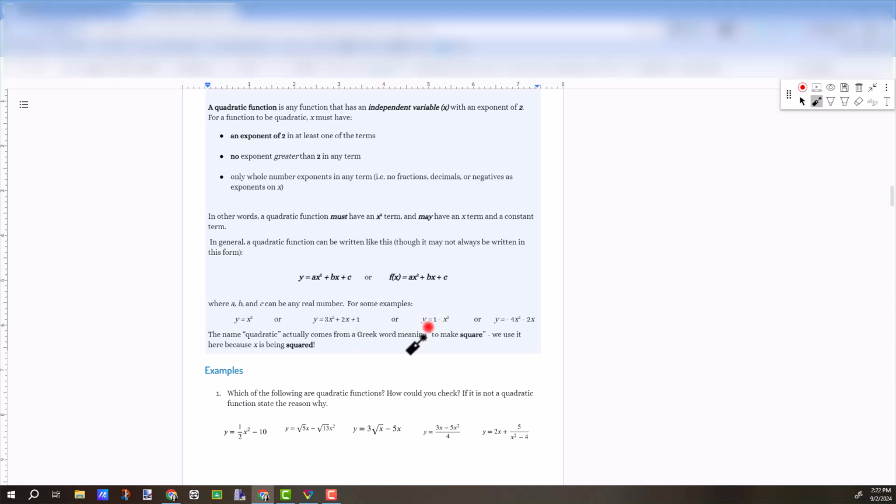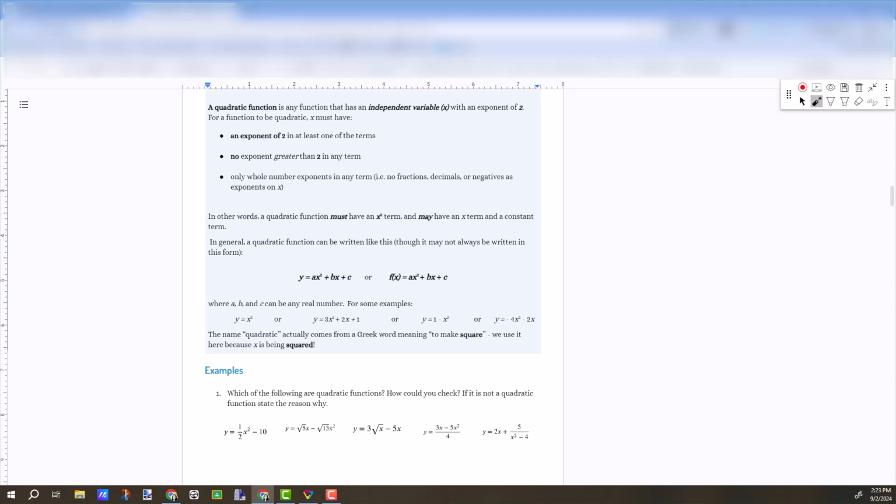Now over here we have y equals 1 minus x squared. Even though the x squared term is second, that's okay too, because we can just change the order around. And in the last one here, y equals negative 4x squared minus 2x. This one is still a quadratic. Even though it doesn't have a constant c, we know that in this case, the c value is actually 0. And fun fact, the name quadratic comes from a Greek word meaning to make square. We use it here because x is being squared.